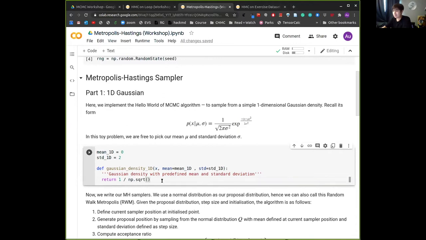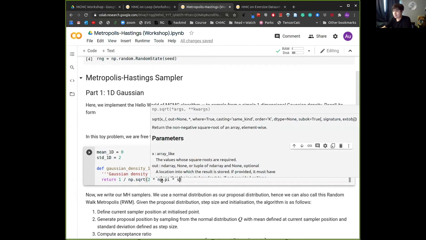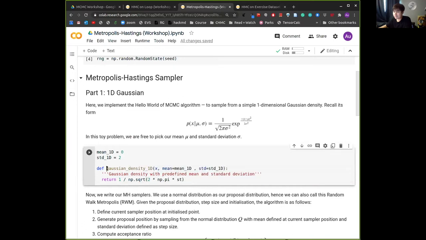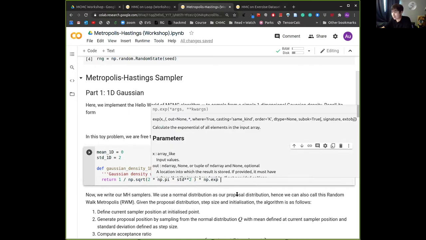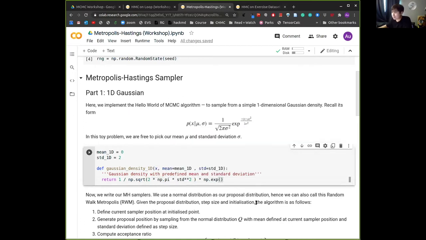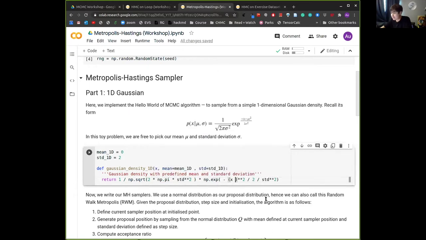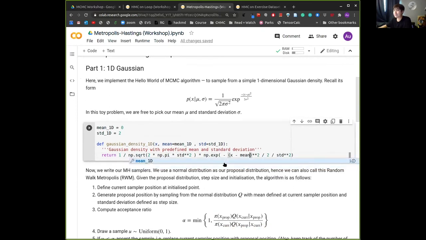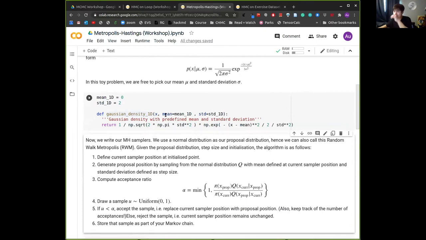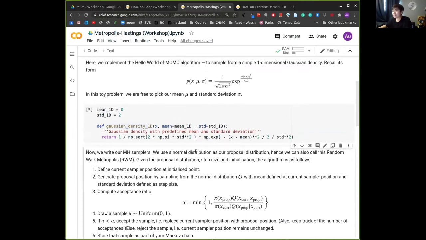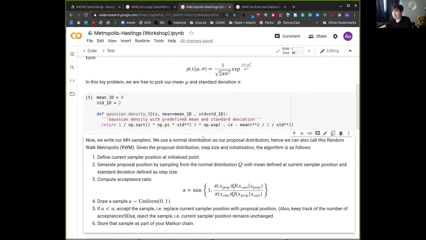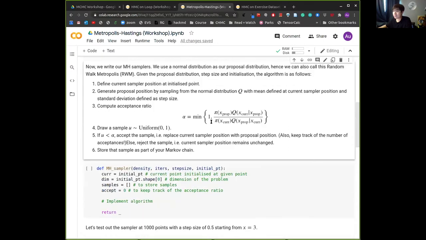I should have a nice one prepared, but oh well. Sigma, or in this case I call it STD, sigma squared. As you can see, I don't necessarily code very fast. It doesn't really matter. Square divided by 2 divided by STD squared, and x minus mean. Okay, so this is my density. One thing to notice is that I actually forgot to mention this, but I'll mention it later. So I can run this, and now I need to write my Metropolis Hastings algorithm.